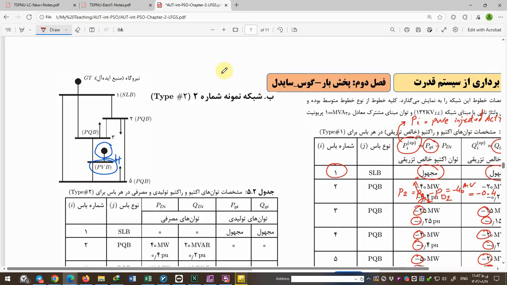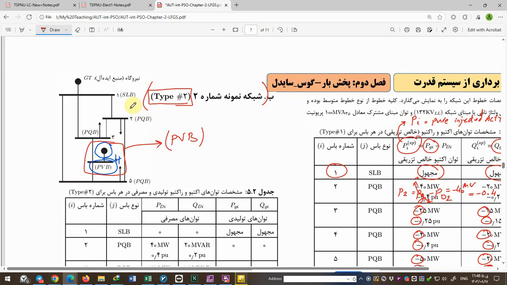Okay, another power system sample, we call it type 2. We locate a generation in bus number 4 and make this bus a PV bus. The PV bus is a bus where a generation is located.